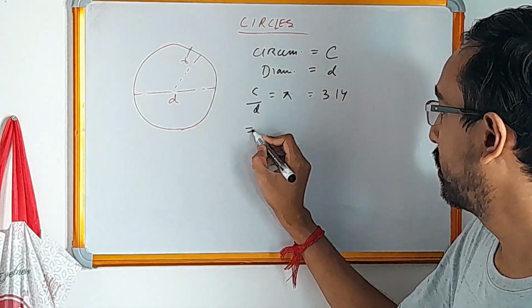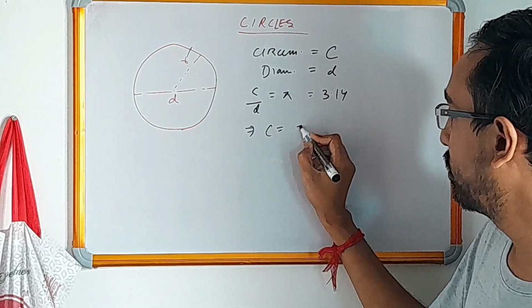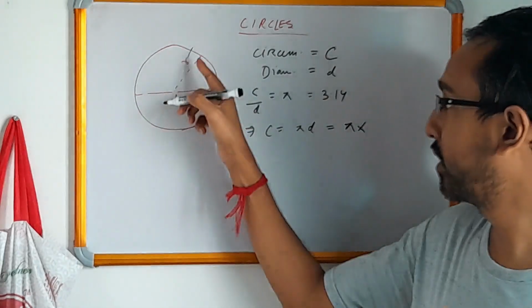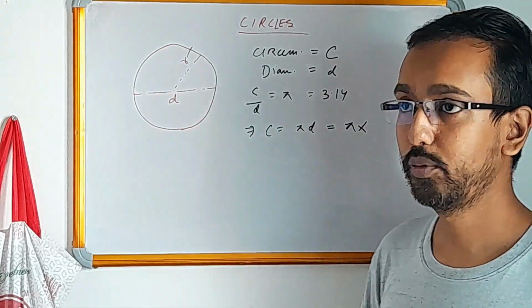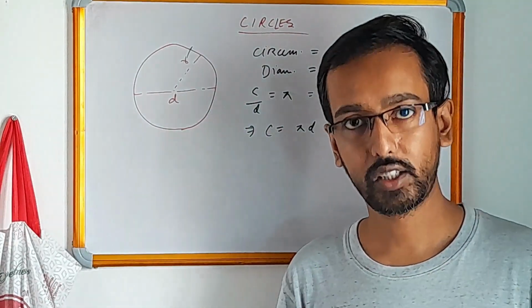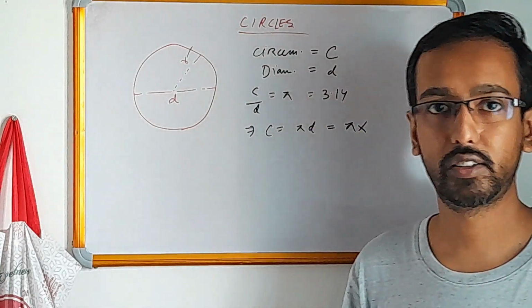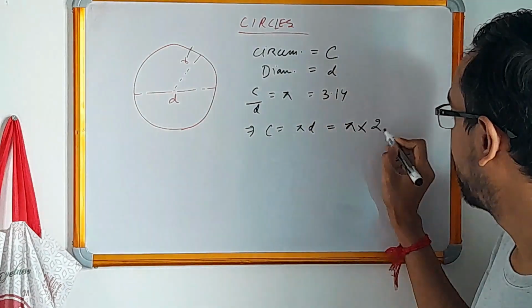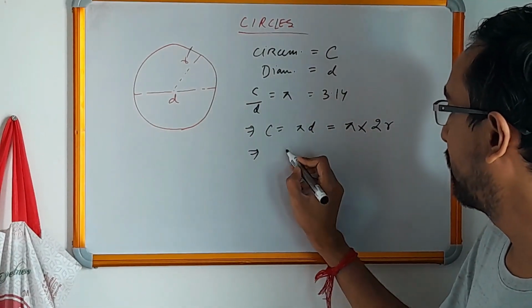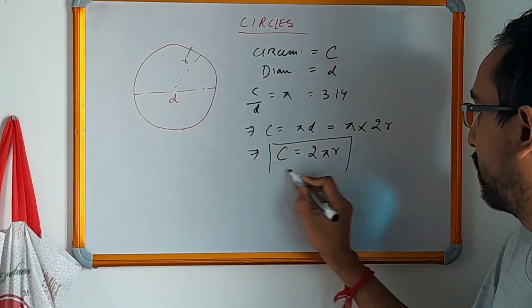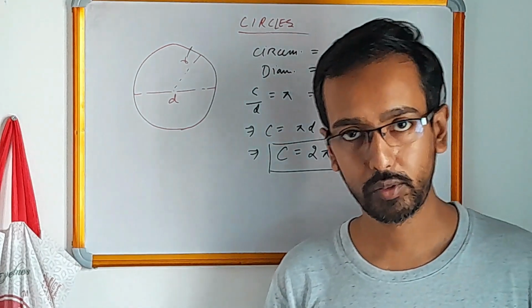Now, from here we find that C equals pi into d. But you know that d is nothing but 2 times r. That is, if we double the radius of any circle, we call it the diameter of the circle. So we have 2r. So see from here, C equals 2 pi r. So this is the value of the circumference of the circle.